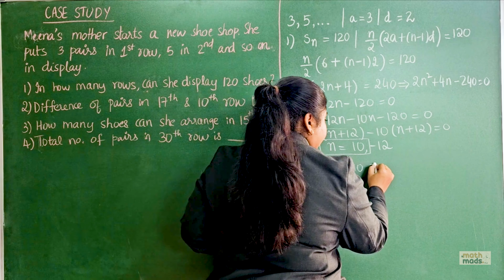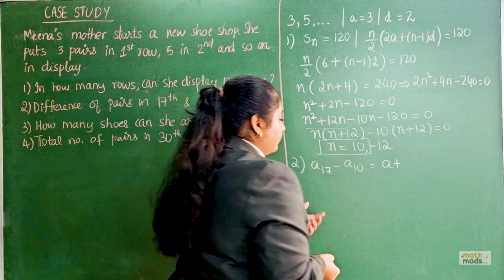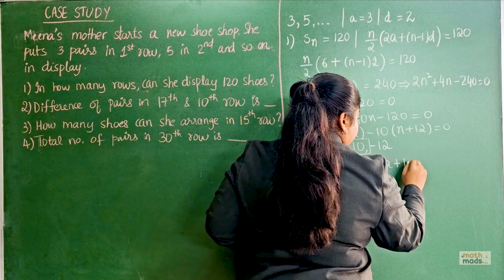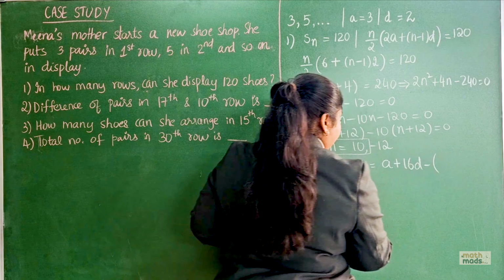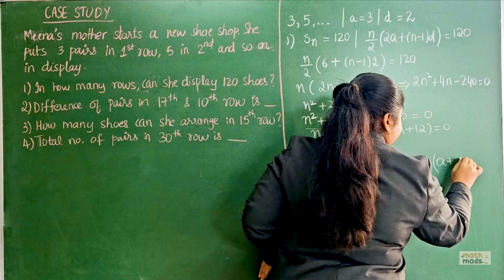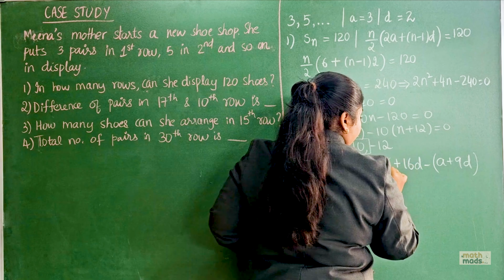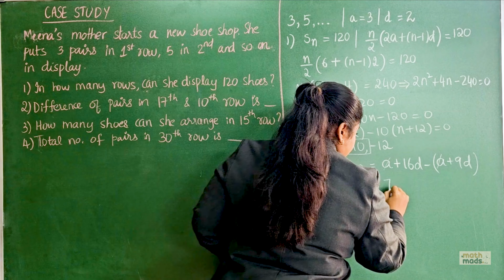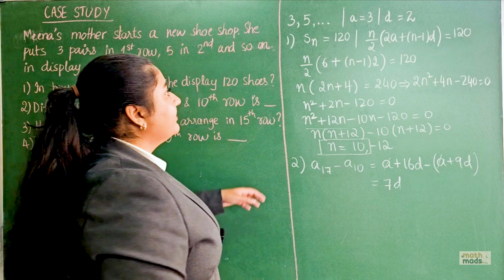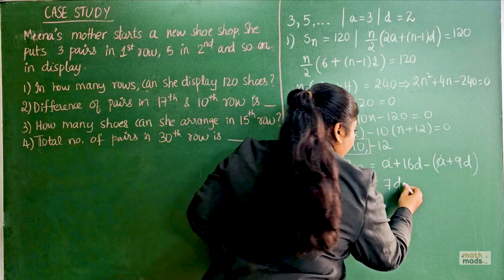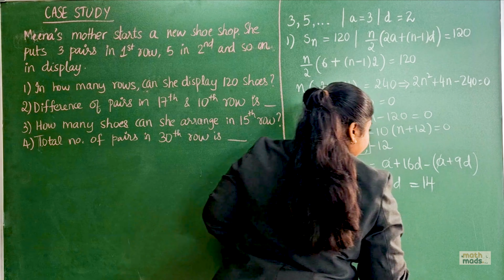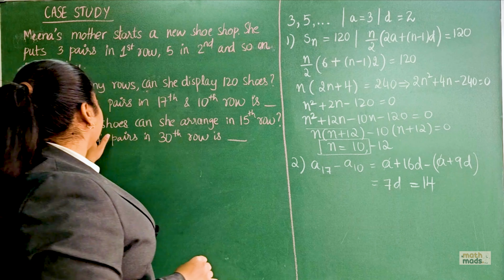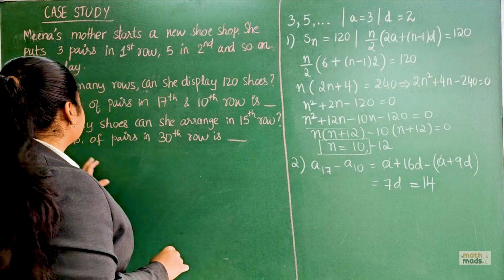So a17 can be written as a plus 16d, minus a plus 9d. So I can cancel a and a. What's left? 16d minus 9d, that is nothing but 7d. And we know the common difference is 2. So 7 into 2 will give me 14. So what is the difference in pairs? 14. Done. The second one is done.